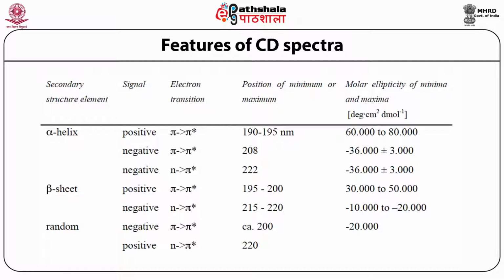For the beta sheet, the positive value indicates the pi to pi transition, and the negative value indicates the n to pi transition. The positive value lies between 195 and 200 nanometer, and the negative value lies between 215 and 220 nanometer. The positive value ranges from 30,000 to 50,000, and the negative value ranges from minus 10,000 to minus 20,000. For the random coil, the negative signal is approximately at 200 nanometer and the positive signal at 220 nanometer, and its value lies around 20,000.